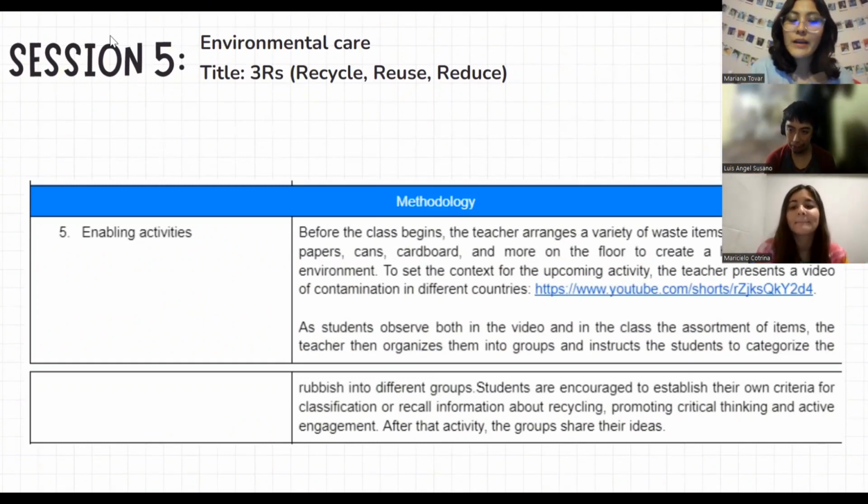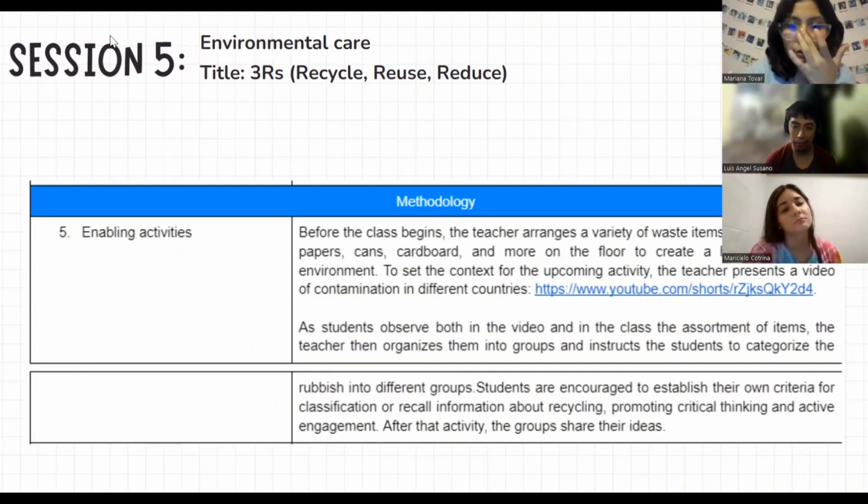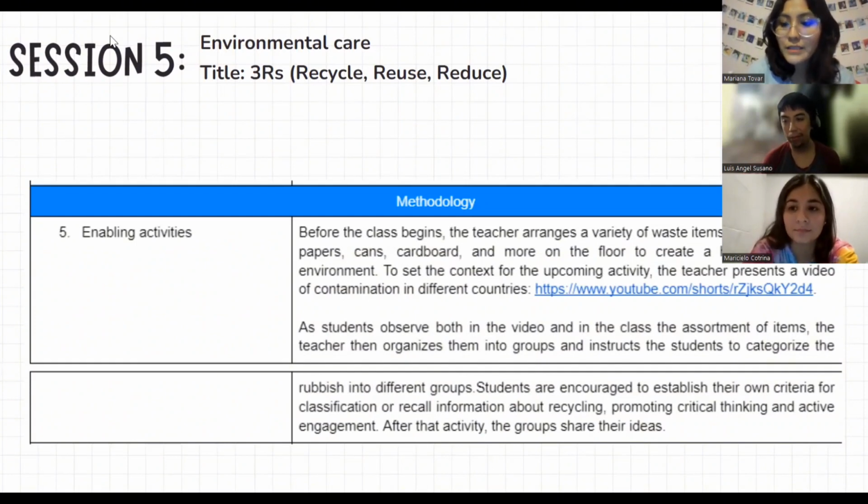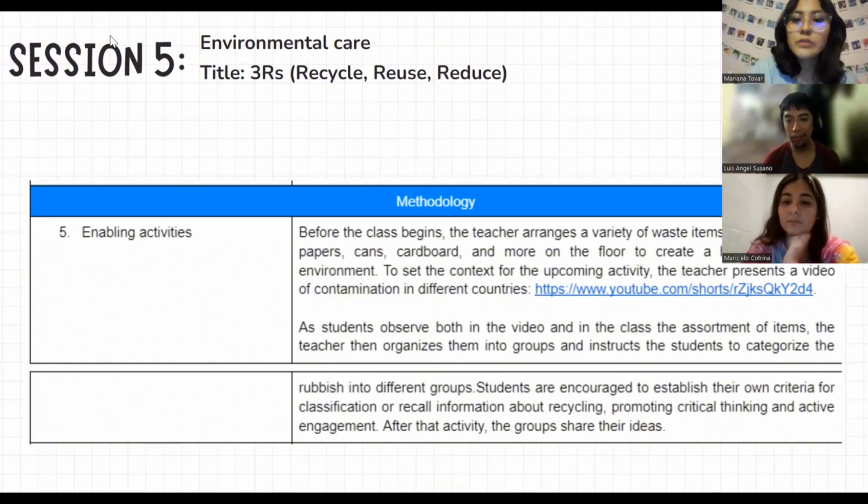First, we're going to start with the enabling activities. For this, before the class and before the students enter the class, the teacher will arrange a variety of waste items like paper, plastic bottles, cans, and others to create a chaotic and messy, hands-on environment. This is with the purpose to set the context for the upcoming activity where the teacher will show them a video, as Maricielo mentioned, a video of contamination in different countries.